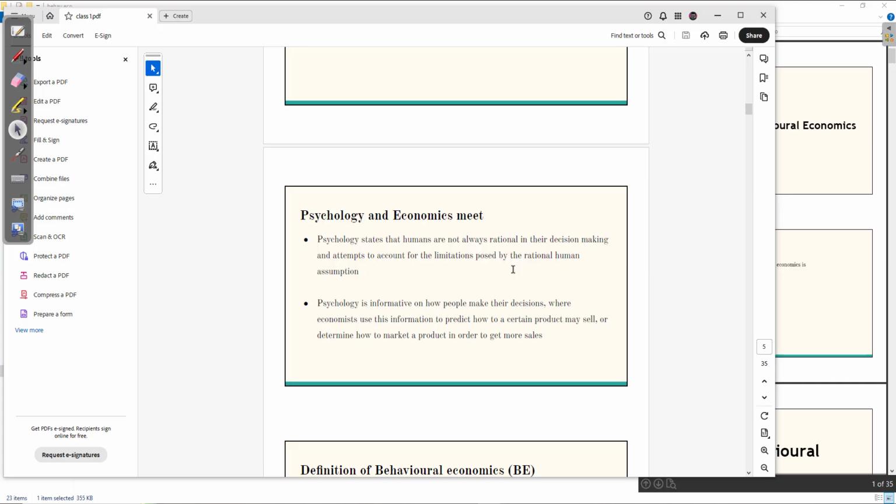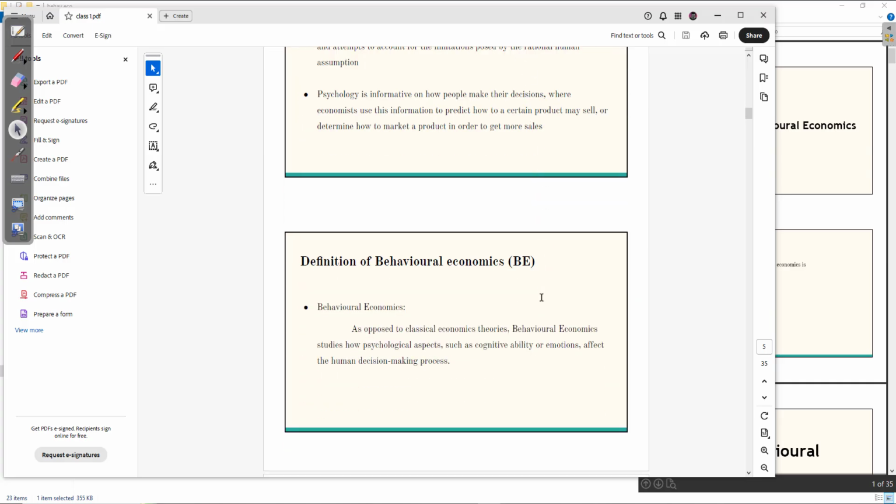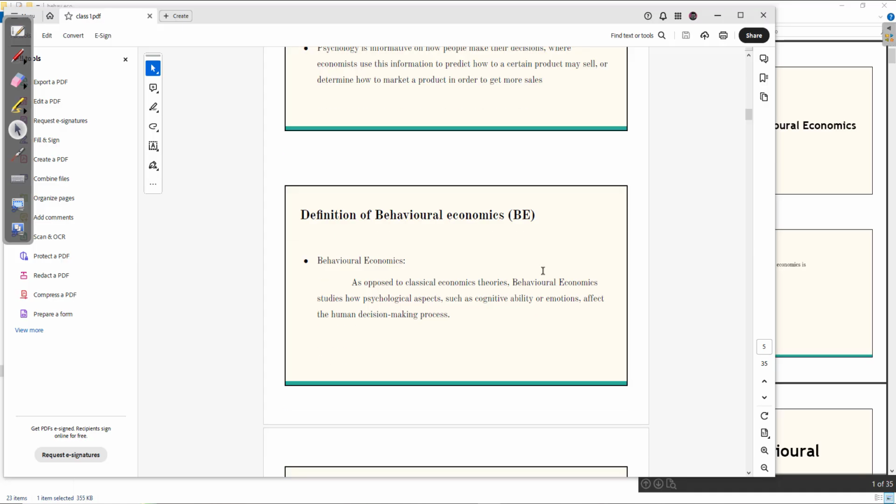Psychology is informative on how people make their decisions, whereas economists use this information to predict how a certain product may sell or determine how to market a product in order to get more sales. So this is the idea of these studies. Economists use the same information with a different perspective, and psychology uses the same information with a different perspective, and obviously they each have their own method of looking at this information.